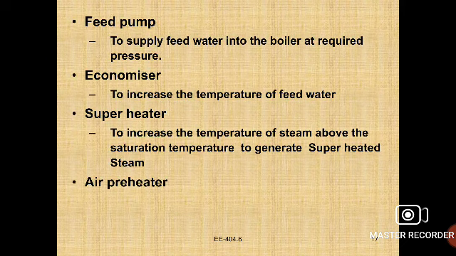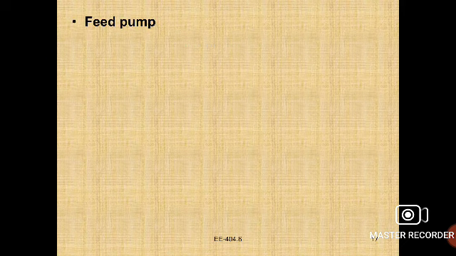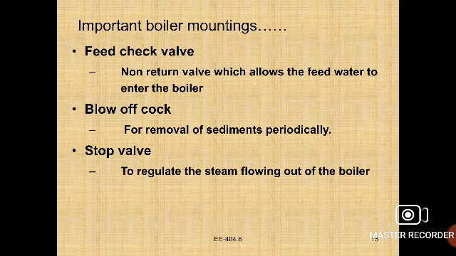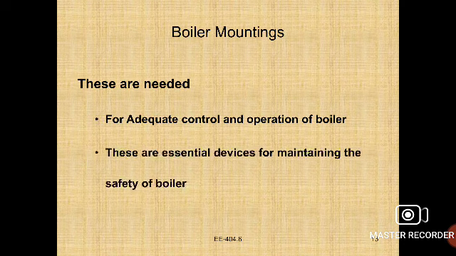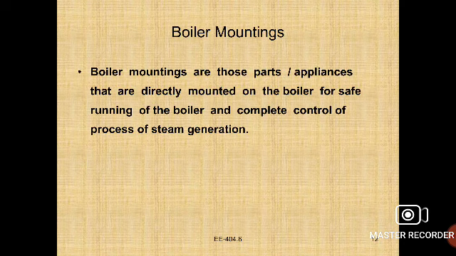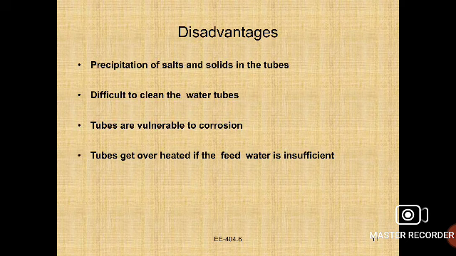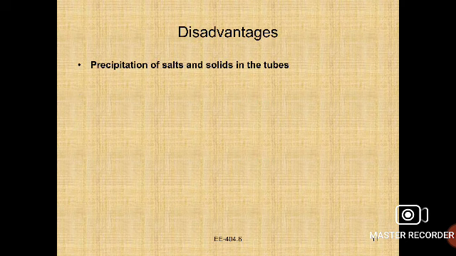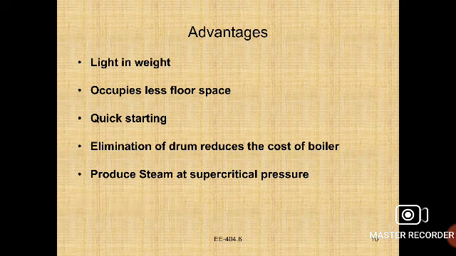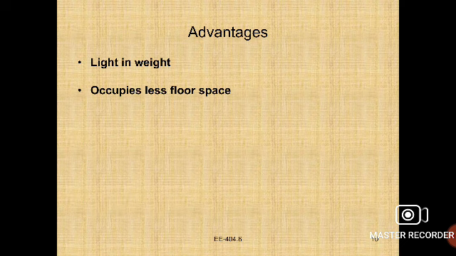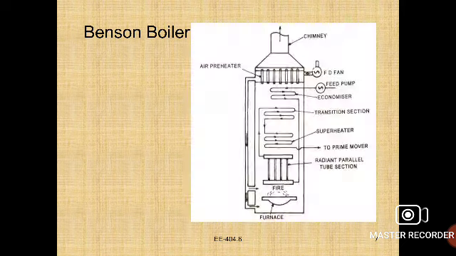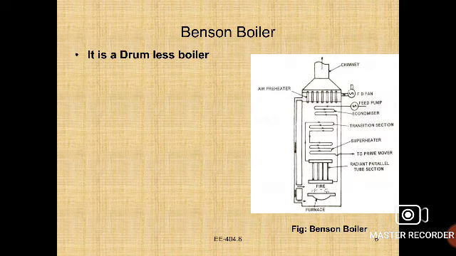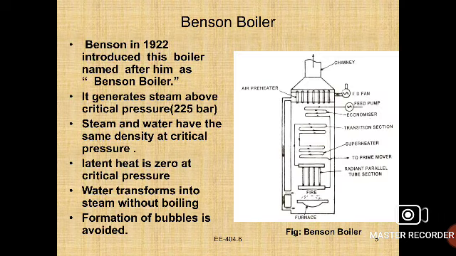So in the Benson boiler, what is the main thing? The idea of generating steam at critical pressure to avoid formation of bubbles, suggested by Mark Benson in 1922, right? A Benson boiler can operate at critical pressure. Critical pressure means 225 bar, but actually we are maintaining only 210 bar of pressure. This is the Benson boiler.